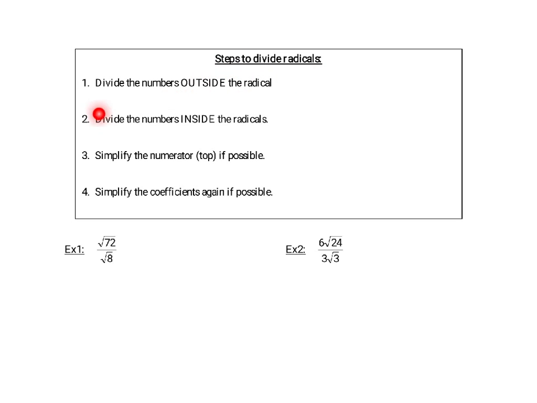So, steps to divide radicals. 1. Divide the outside numbers. Basically the numbers outside of the radical. 2. Then you would divide the numbers inside the radical. 3. Simplify the numerator if possible. And 4. Simplify the coefficients again if possible. Remember, one of our rules is that you cannot have a radical in the denominator. So, let us begin.